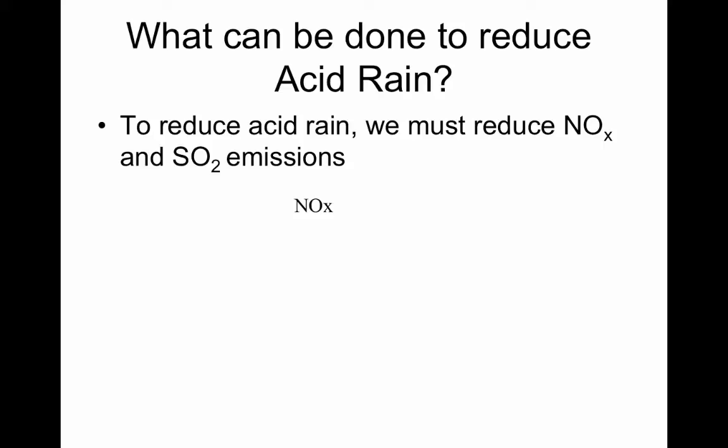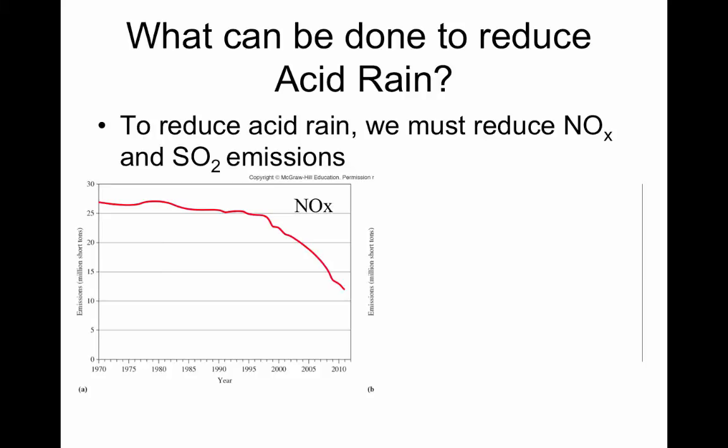What can be done to reduce acid rain? To reduce acid rain, we must reduce the NOx and the SO2 emissions. Here's a figure showing the NOx emissions since the 1970s.